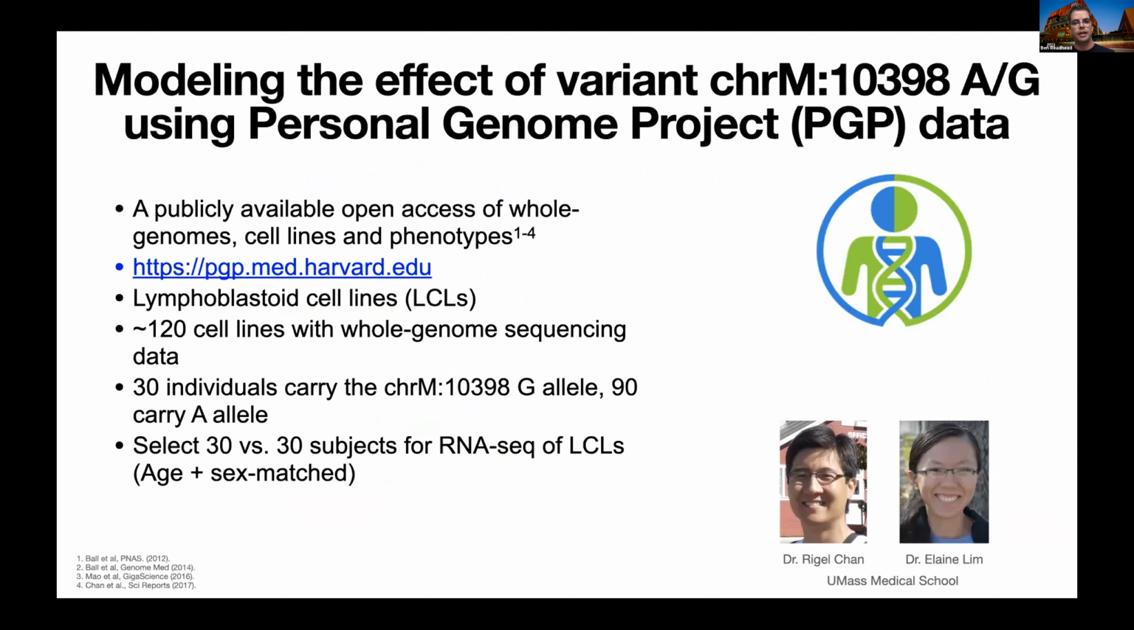But perhaps I can say a couple of words about one of the avenues we're taking to better model the effect of this variant and others like it, using the Personal Genome Project. This is driven by collaborators Dr. Rigel Chan and Dr. Elaine Lim, who helped set up the PGP in George Church's lab, a resource that allows people to connect whole genome data with cell lines and phenotypes in an open access way. We can sub-select a set of cell lines that carry and don't carry the minor and the major allele at this locus, do some RNA-seq, and look at the transcriptomic difference.